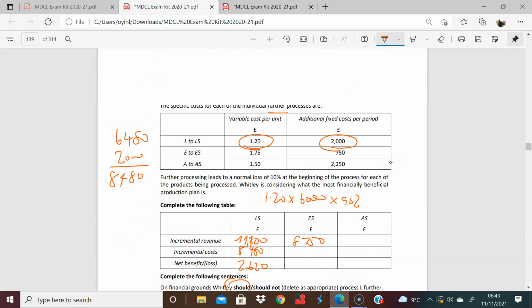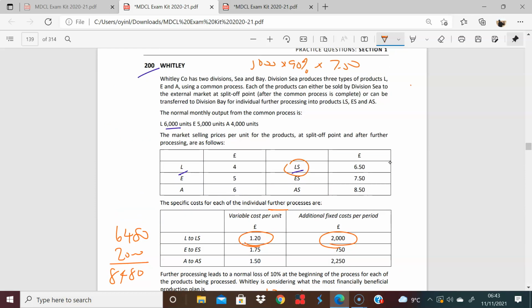What is my additional expense? I have here £1.75 times 5,000 times only 90% of those surviving, plus this additional fixed cost of 750. So let's work this out first.